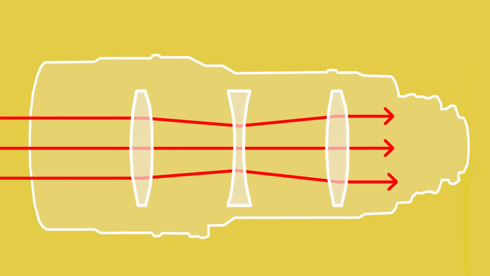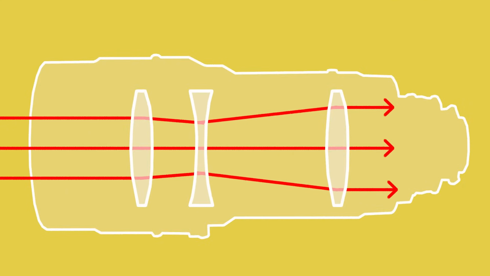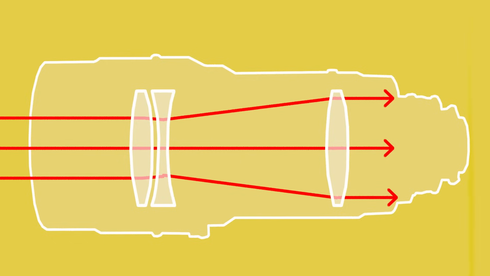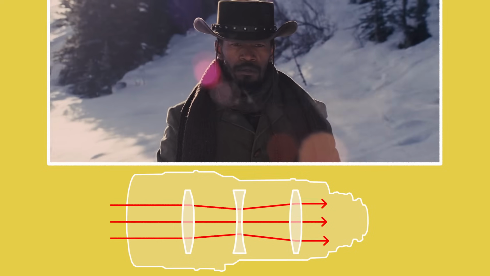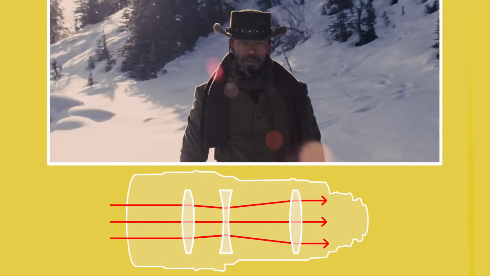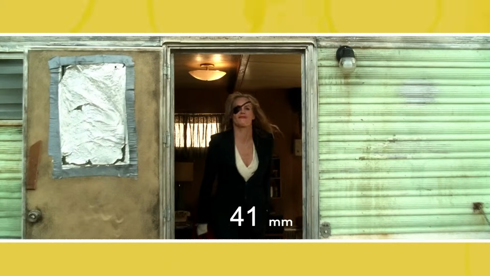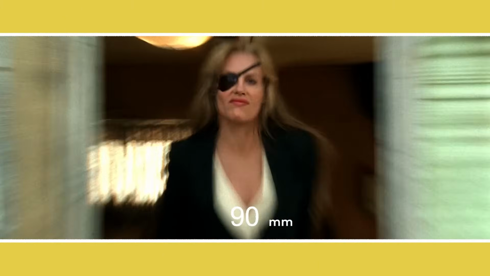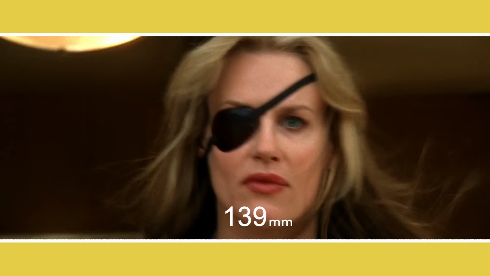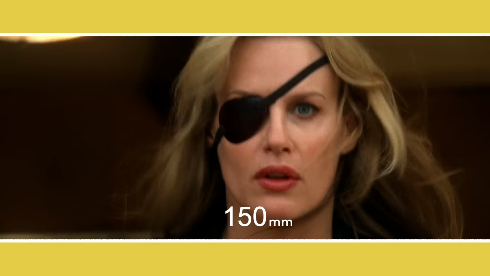Zoom lenses have internal glass elements which can be shifted inside the barrel by rotating the zoom gear outside the lens. This changes the focal length of the lens, which determines the field of view. For example, going from a wide focal length, like 24mm, to a telephoto focal length like 150mm.